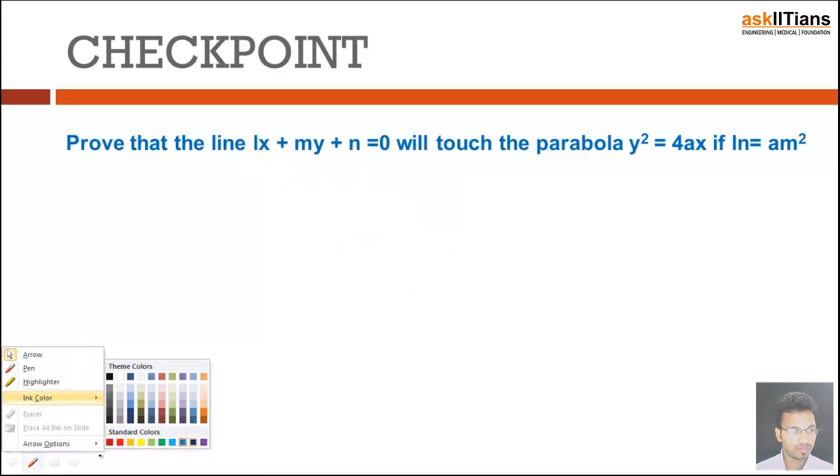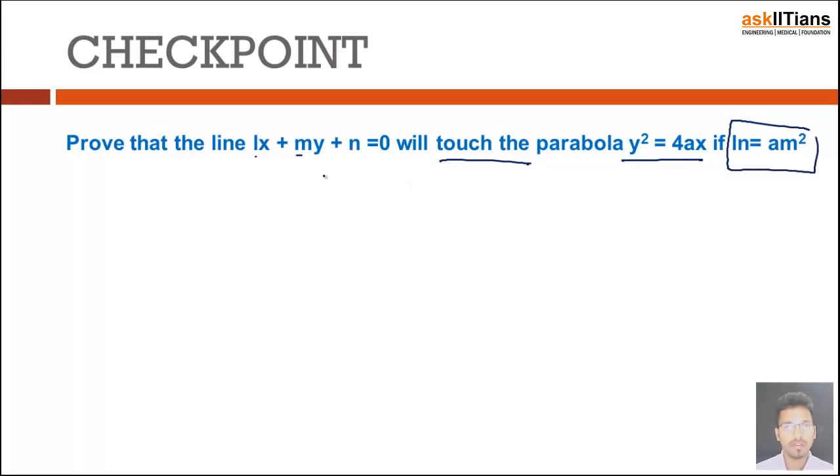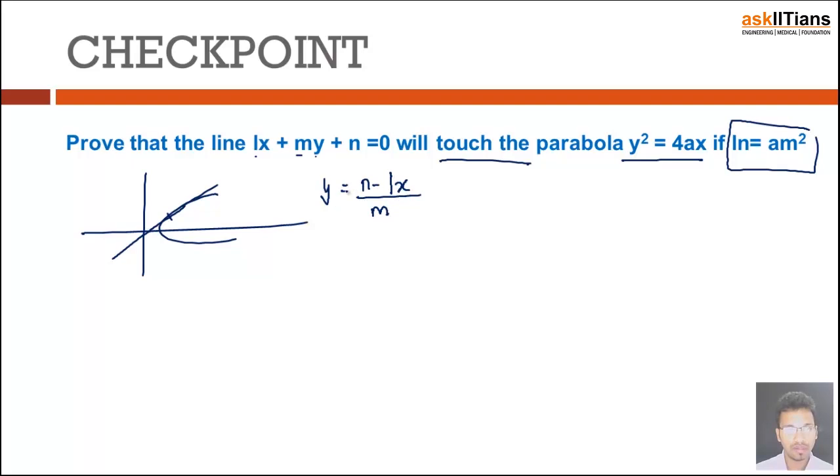So it says prove that the line Lx plus My, a very generalized question, will touch the parabola this. So this is the condition we are going to confirm. So let us consider this parabola, and we want that it should touch this general line at one point. So again what I'll do, I'll write y is equal to n minus Lx over m.